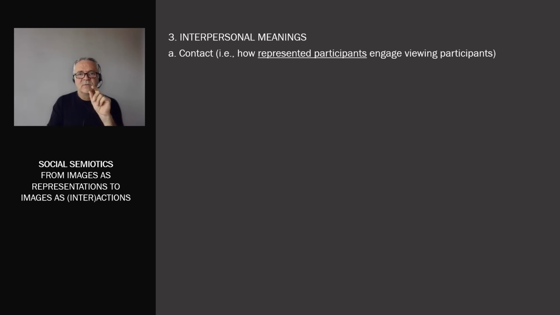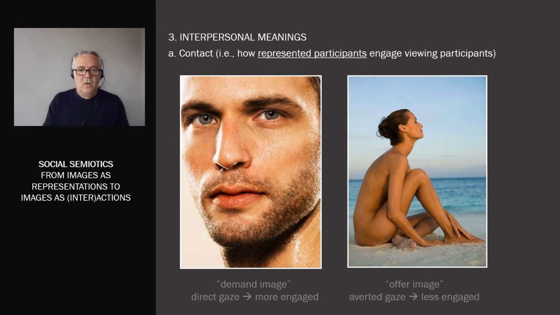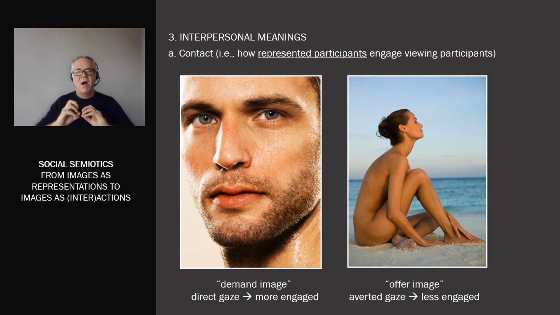Social semioticians distinguish between two very different types of images when it comes to the kind of contact that is or isn't established. Here are two contrasting examples. On the left, we have a demand image. In other words, an image which is demanding in the sense of the represented participant, the man, is making direct contact with us through his gaze. He's looking straight at you, demanding your attention and some kind of reaction. Of course, in this case, it's also a close-up image, but I'll get to that in just a moment.